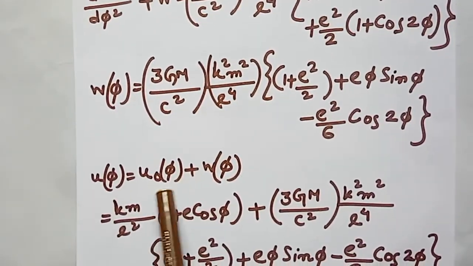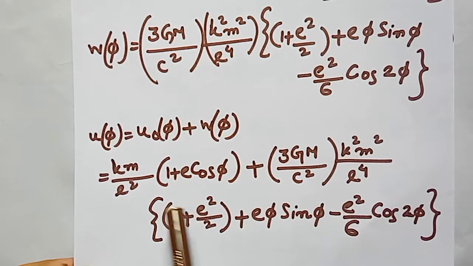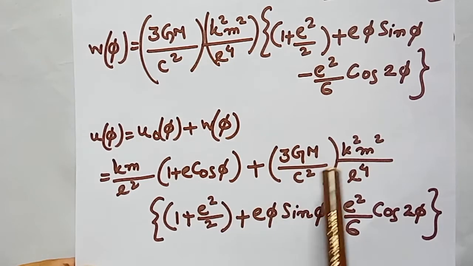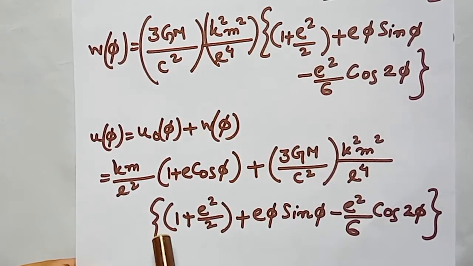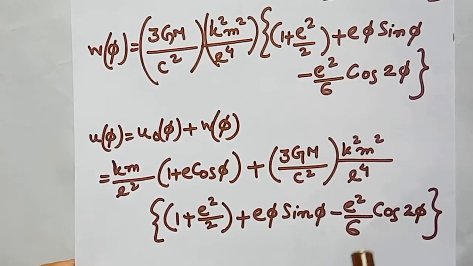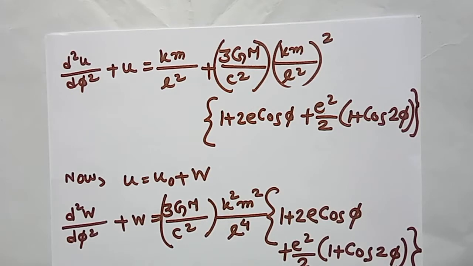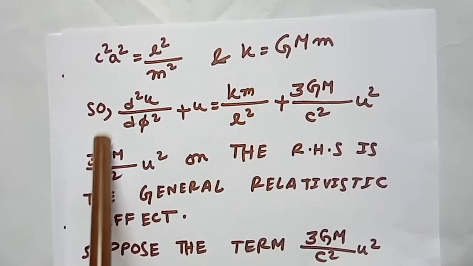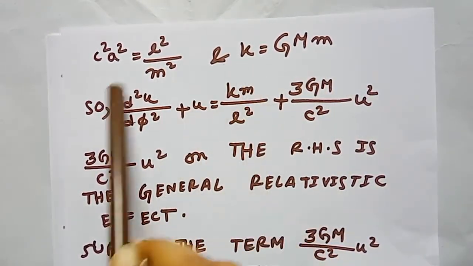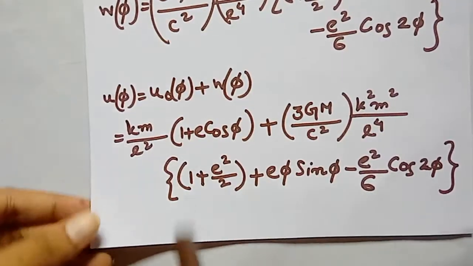Now u(phi) equal to u0(phi) plus w(phi). Then we put the whole solution in that equation and we have km/L² (1 plus e cos phi) plus 3GM/c² k²m²/L⁴ ((1 plus e²/2) plus e phi sin phi minus e²/6 cos 2phi). Okay, this is the whole solution of the equation. This is the Newtonian equation, and this is the Einstein general relativity correction.